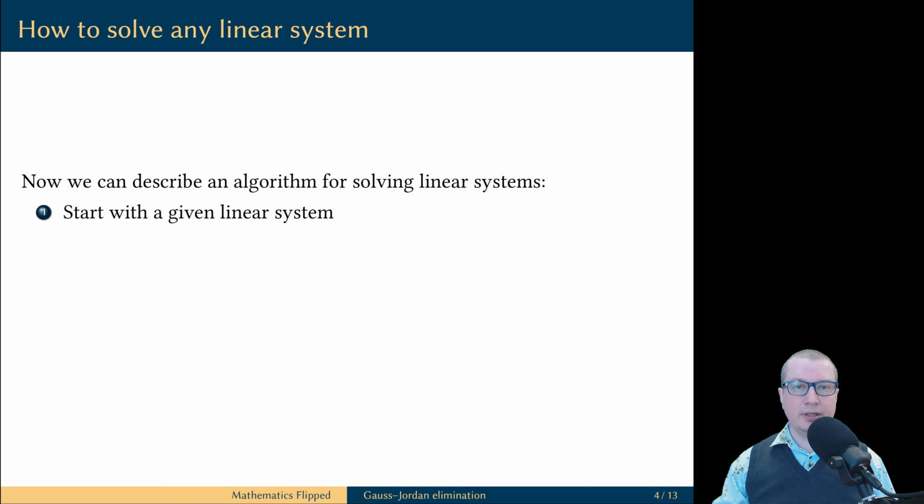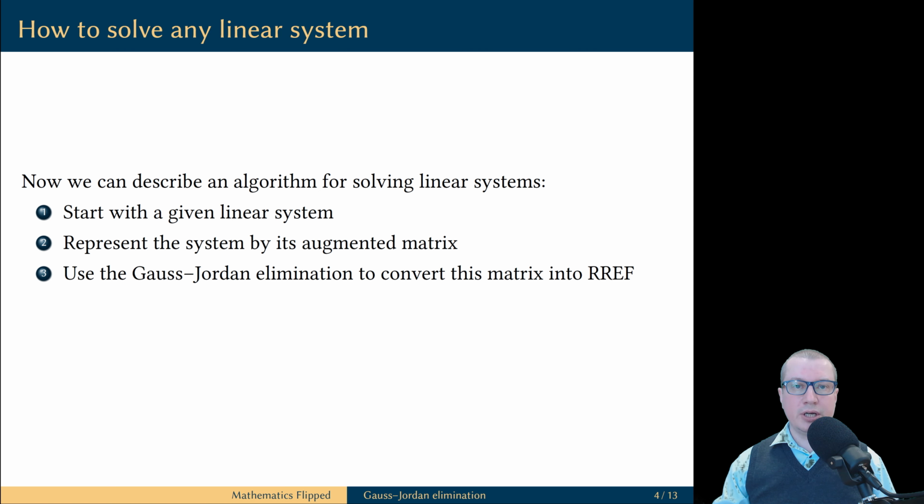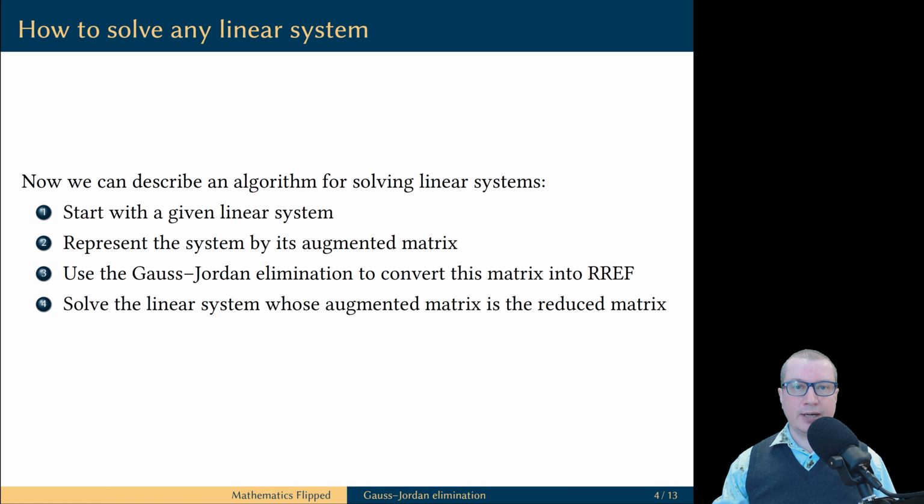We start with a given linear system. Then we represent this system by its augmented matrix. Then we use the Gauss-Jordan elimination to transform the augmented matrix of the system into the reduced row echelon form. Finally, we solve the linear system whose augmented matrix is the reduced matrix from last step. This solution set of the transformed linear system is the same as the solution set of the original linear system, because in every single step we used row operations which preserve solution sets.